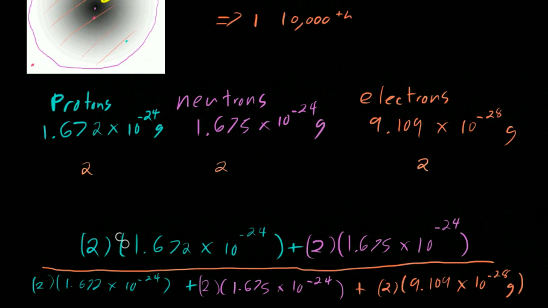And essentially what this is, we've got the mass of our nucleus, which is 2 protons and 2 neutrons. So our protons are blue and our neutrons are purple. And so we've got the mass of our nucleus on the top of our fraction, and then the mass of the entire atom on the bottom of the fraction. And so this should give us a ratio of how much mass is contained in the nucleus versus how much is contained in the entire atom.